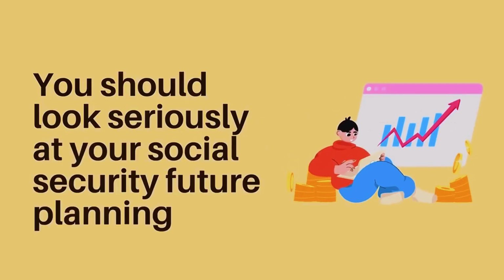Number two, you should look seriously at your Social Security future planning needs, because I do believe that this situation with Social Security is not going to get fixed easily. It's called the third rail in politics. Nobody wants to touch it. There's 72 million retirees in America. They vote. Nobody wants to see retirees' benefits cut. Nobody wants to see the retirement age go up further. However, we have to do these things.